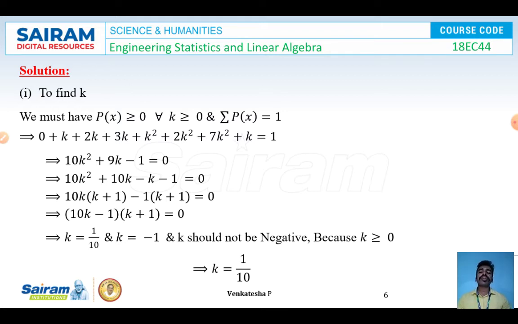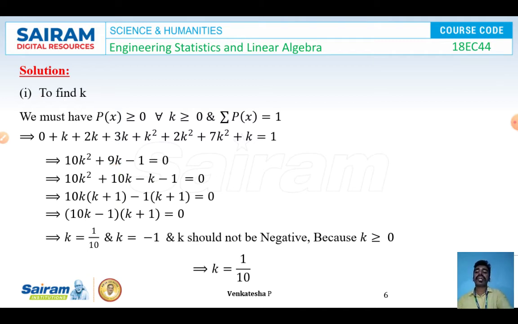To factorize, by adding we have to get 9, by multiplying we have to get minus 10. So like that only we have to choose the roots here. I'm going to choose 10 and minus 1. If I multiply 10 with minus 1, I'll get minus 10, and if I add 10 with minus 1, I'll get plus 9. So I can choose 10 and minus 1 here.